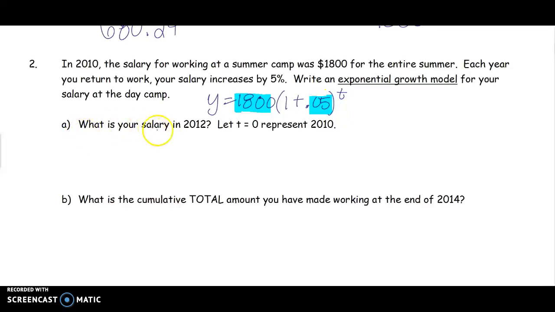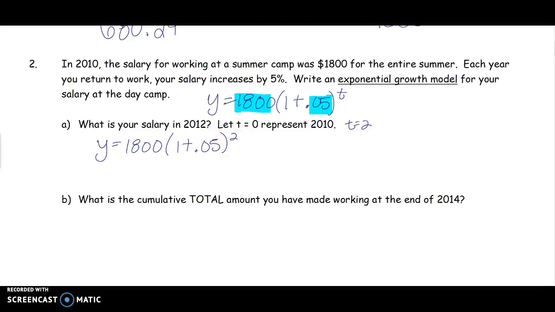What is your salary in 2012? Let t equal 0 represent 2010. Anytime you're dealing with time, whatever time or year you start with, that's going to be your 0. After that is 1 year. So for 2012, 2 years have passed since you started at the camp, so t is going to be 2. So you have y equals 1800 times 1 plus 0.05 raised to the second power.